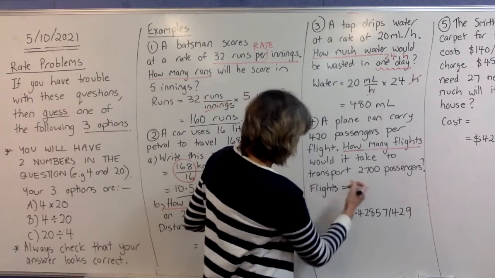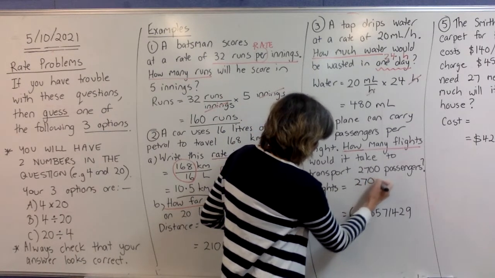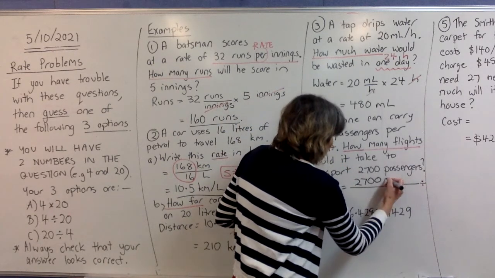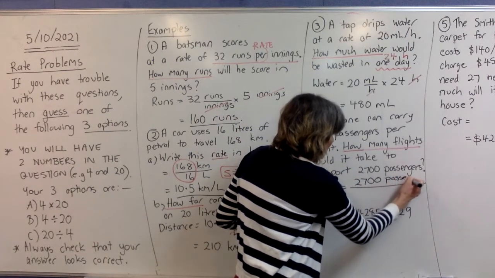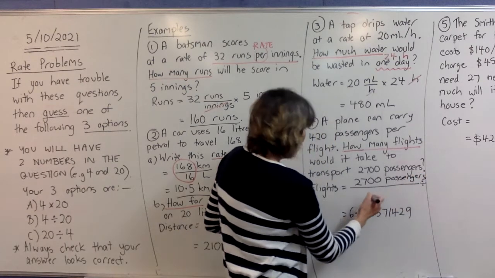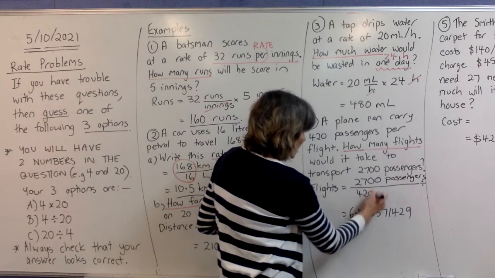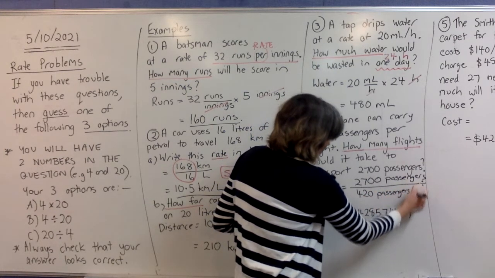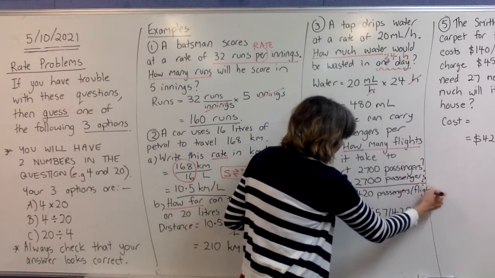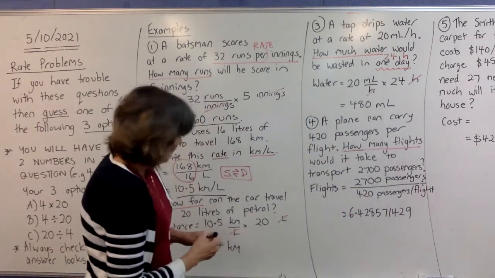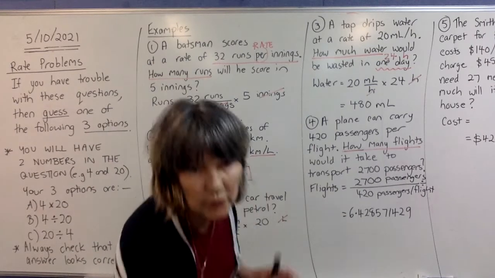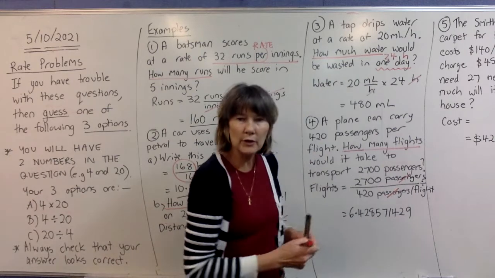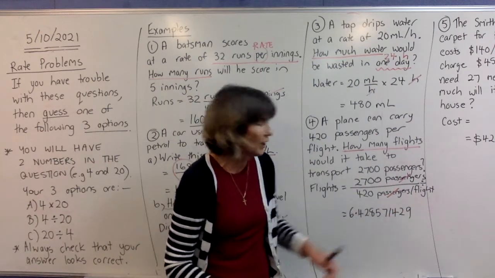We're going to do 2,700. I'm going to write it as a fraction because I always do divisions as fractions. So we've got 2,700 passengers. We're dividing by 420 passengers per flight. Okay, now we're going to do what we did a minute ago. When we've got the same unit on the top and the bottom, like passengers, we're just going to cross them out. So if we do that, the only word we have left now is flights.